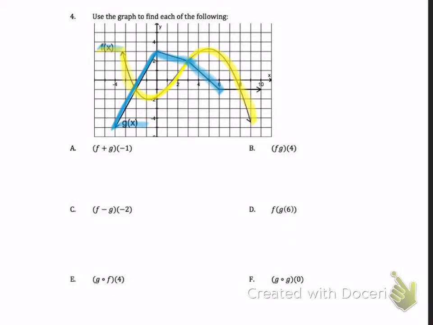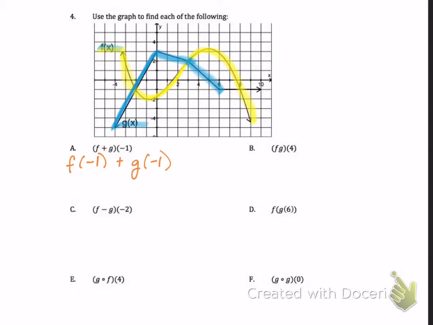So what I will do, this is f plus g of negative 1. How I would write that is, I would rewrite this as f of negative 1 plus g of negative 1. So it's kind of like I'm distributing. I'm combining f of negative 1 with g of negative 1. So I'm going to look at x equals negative 1.